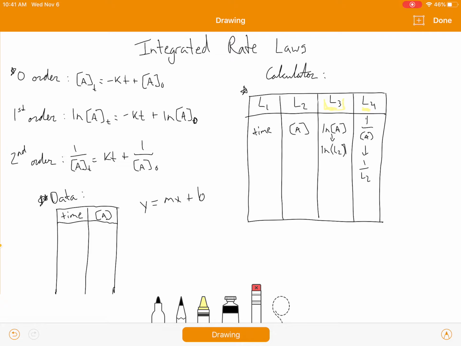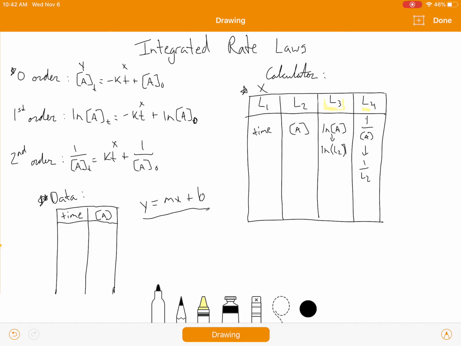what you have to decide is what data to put in as your x and y. Looking at the zero order equation and using the y equals mx plus b form, in each case, not just the zero order, you can tell that time is always t. Time is always x. It always falls in that area. So the L1 column is always going to be x. What you are changing is actually what the y is.